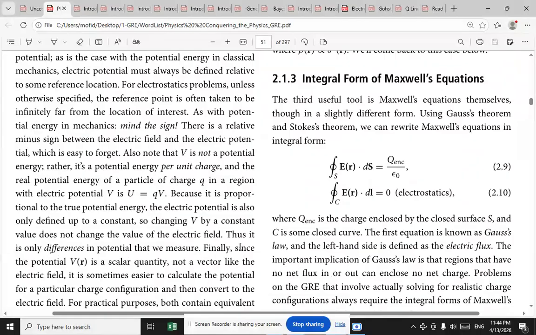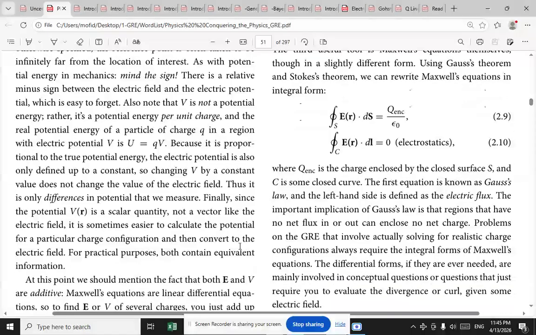Section 2.1.3: the integral form of Maxwell's equations. The third useful tool is Maxwell's equations themselves, in a slightly different form. Using Gauss's theorem and Stokes' theorem, we can rewrite Maxwell's equations in integral form, where Q_int is the charge enclosed by the closed surface S, and C is some closed curve.